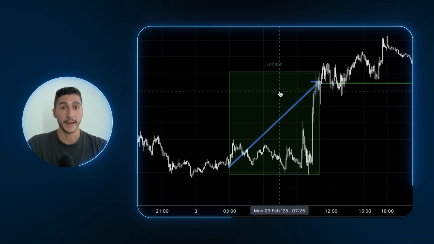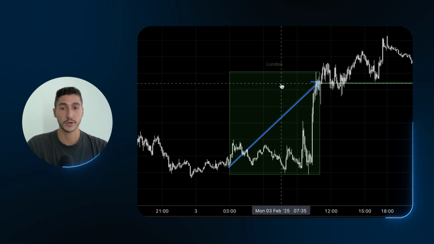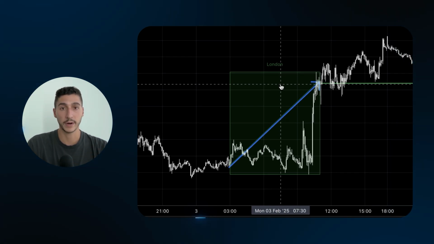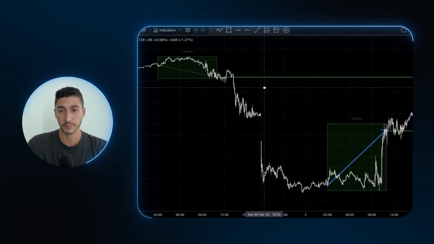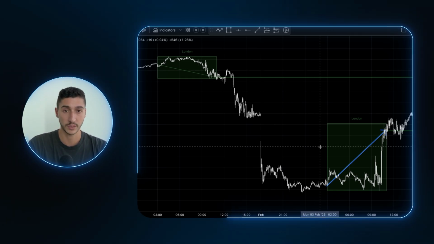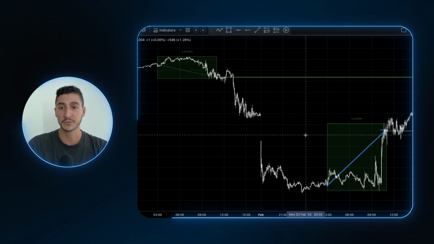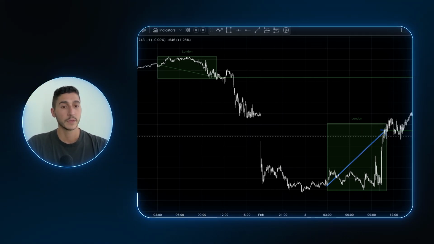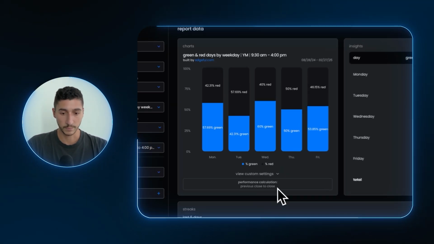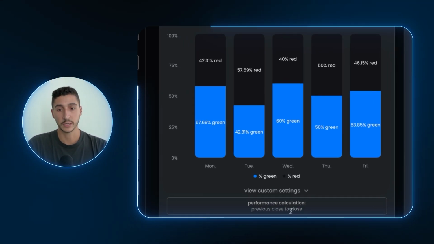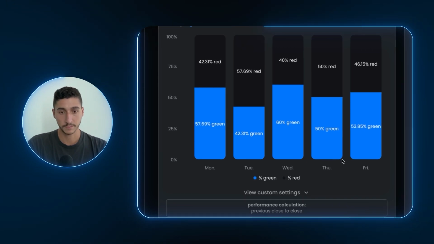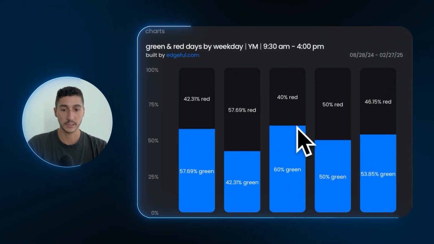Equity traders and options traders will consider a day green or red based on the previous closing price. If price is above, that's green. If price is below, that's red. It accounts for the gaps. It's not really important, but the point is that you should know what customization you're looking at and how that impacts the results. So obviously here is the chart.